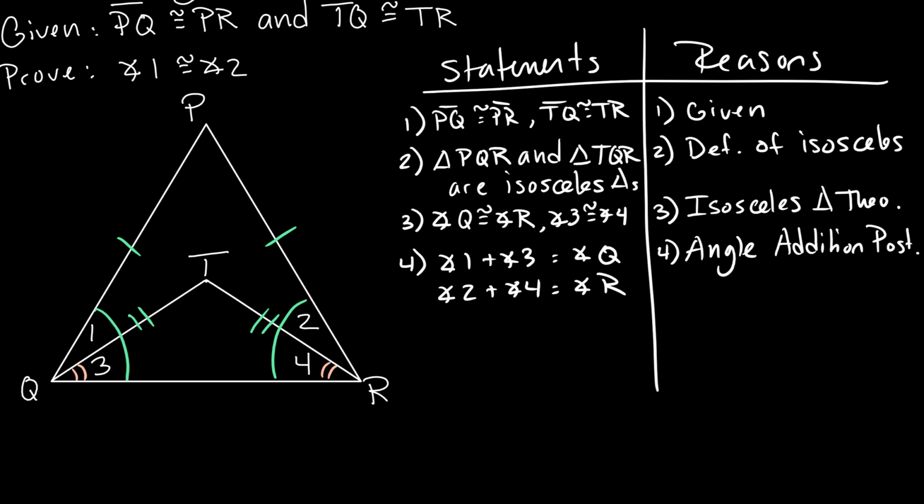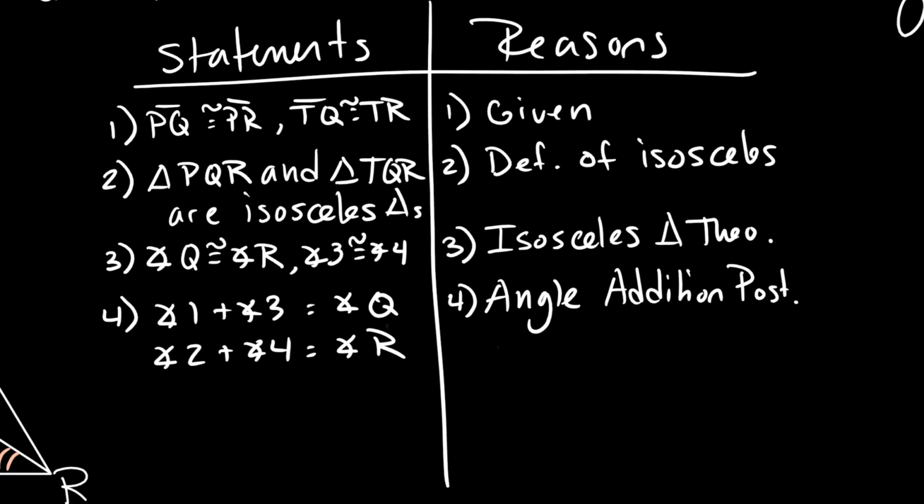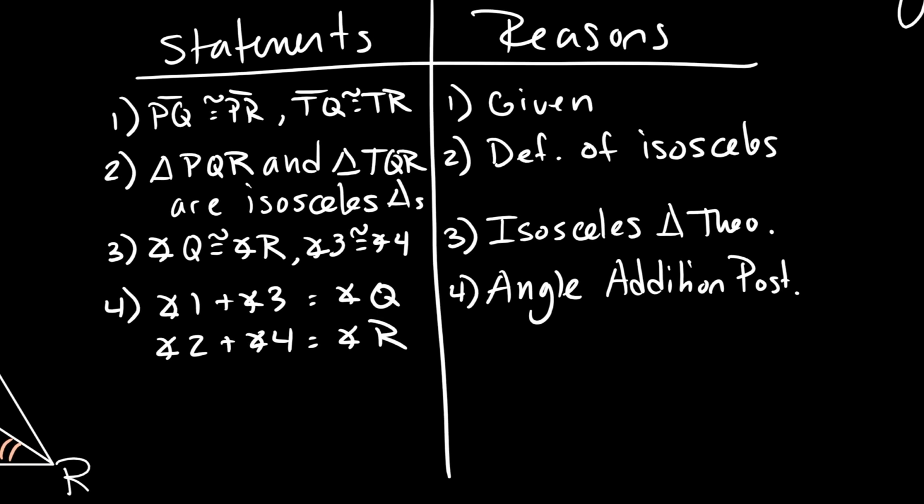All right. So now we've done really as much as we can with this picture. Now it's about furthering this proof. So we know we have to eventually get to angle 1 is congruent or equal to angle 2, right? How can we rework these equations to eventually get angle 1 to be the same as angle 2?